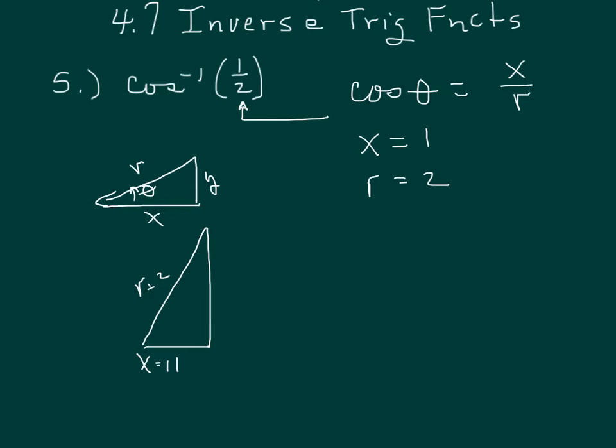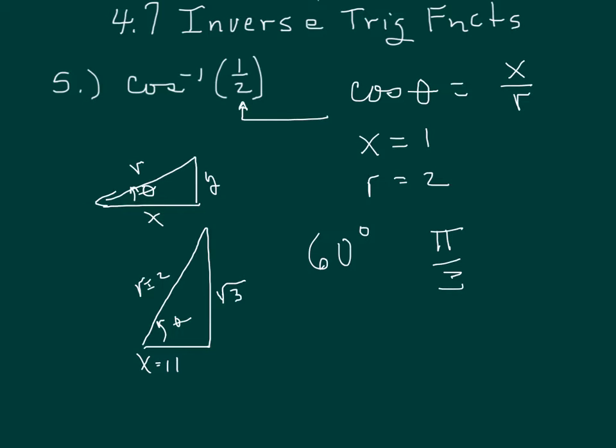I recognize this immediately as one of the three triangles that we discussed. This side is 1, that side is 2, this has to be the square root of 3, and the angle theta is a 60-degree angle, or pi over 3.